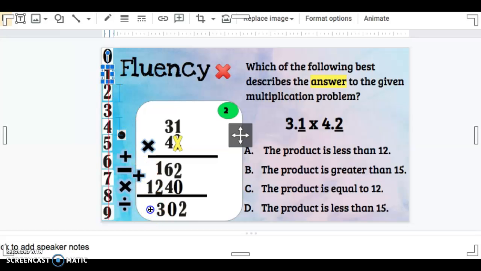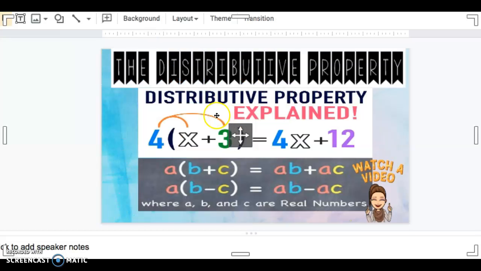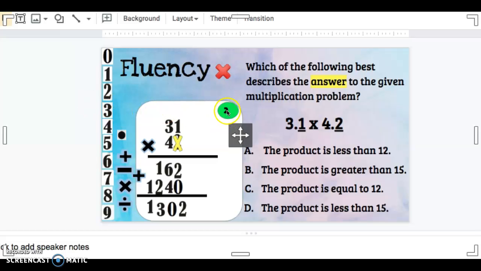So now technically right now I have 1,302 as my answer, but remember that 2 that's in the green circle, that's how many times I have to swoop my decimal point, because right now that's a whole number, so the decimal point's right here, okay? But remember, now I have to move it 2 times to the left, so that would be a swoop 1, a swoop 2. So my answer is 13.02, or also known as 13 2/100.